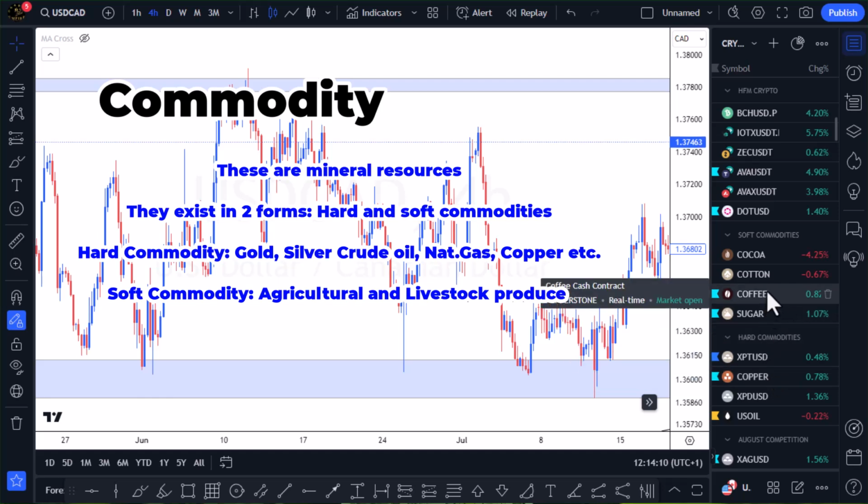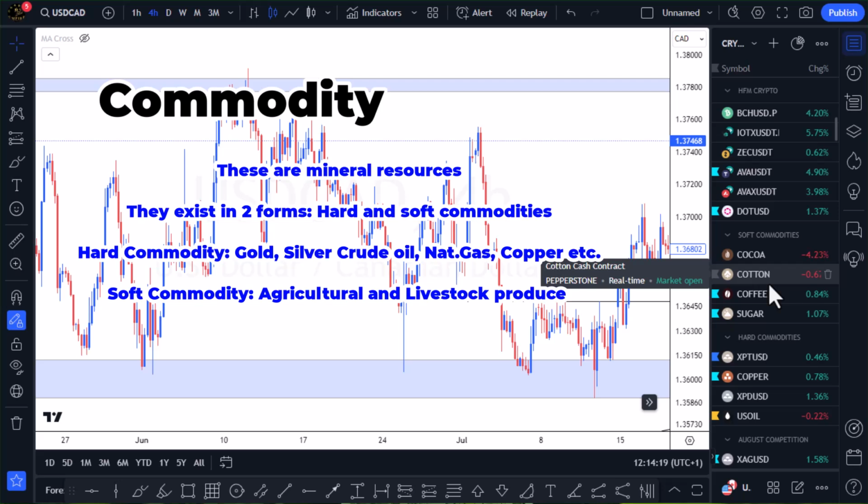And we have the soft commodities. These are animal produce or agricultural produce. For example, under the soft commodities we have cocoa, cotton, coffee, sugar, wheat. These are agricultural produce. We have animal produce like cattle, sheep. Right? So these are livestock. Okay, so that is commodities.